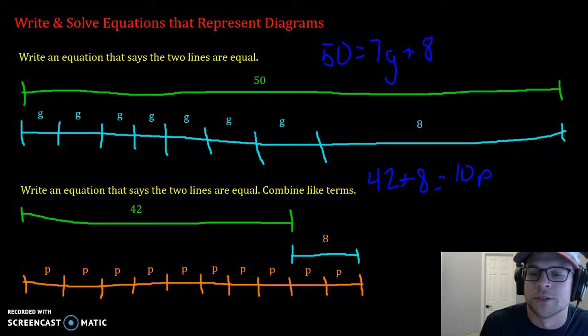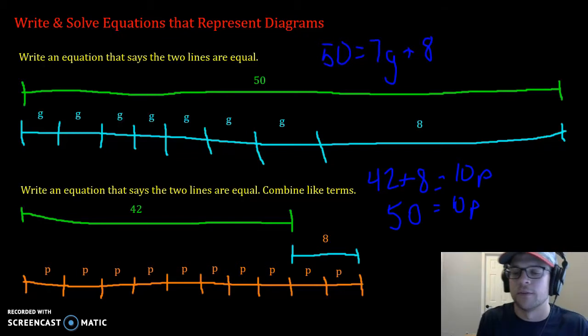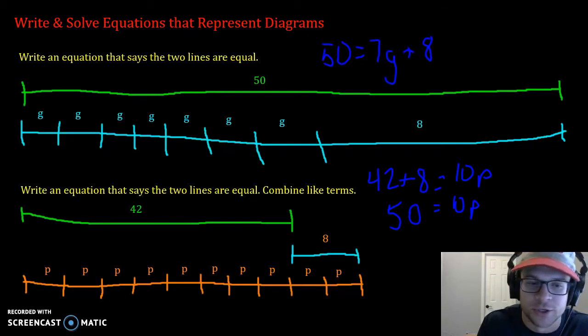And the second part of the direction says to make sure that you combine like terms. These terms are going to be the 42 and the 8, which can combine together to equal 50. Now, if the directions say to solve, just make sure you would solve for that variable. But these directions just say write the equation that says that these two lines are equal.